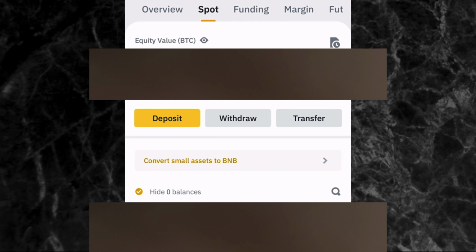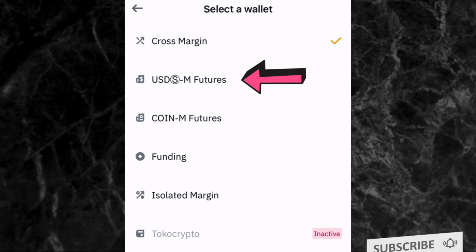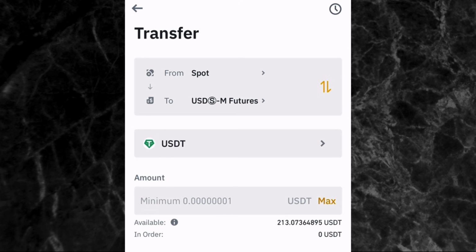So then once you have USDT, the next thing is to transfer it from your spot wallet to your futures wallet. So I'm going to tap on transfer where the arrow is pointing to, and then you are seeing from spot to cross margin. So we are not transferring to cross margin, we are transferring to your futures wallet. So you tap on the cross margin and then you pick where you have USDSM futures, where the arrow is pointing to. And then once you tap on it, the next thing is to select the coin you want to transfer, which is USDT. It's already in USDT there.